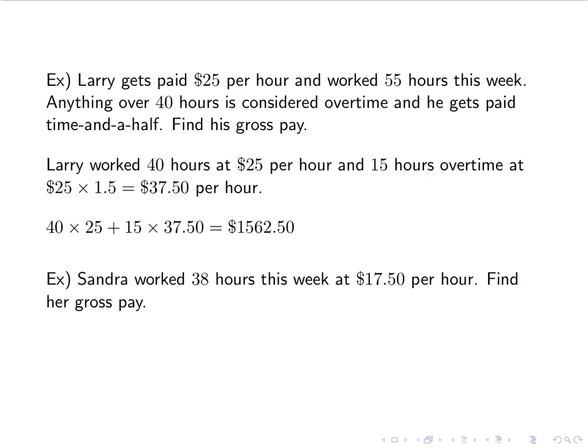And then for the last one, for hourly wage, Sandra works 38 hours this week at $17.50 per hour. Find her gross pay. So again, we're just going to take the hours and multiply by the wage. So 38 times 17.50 gives her a wage of $665.